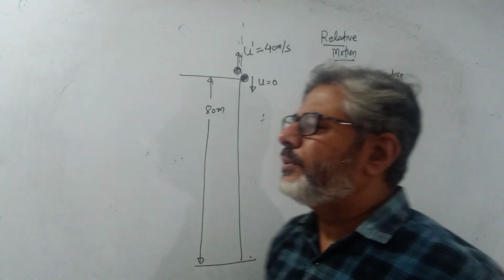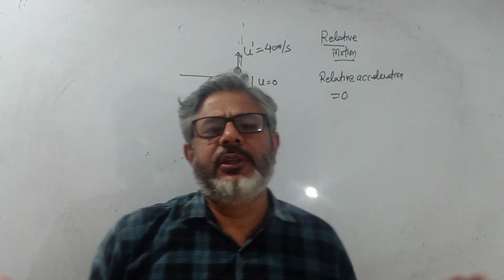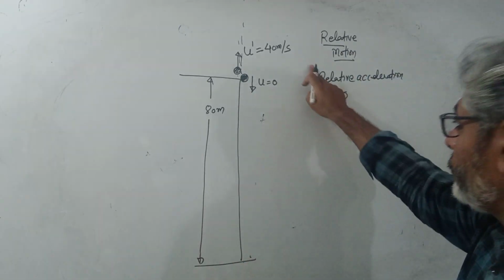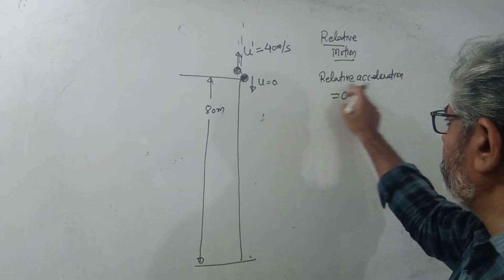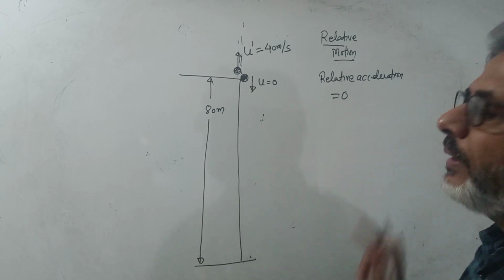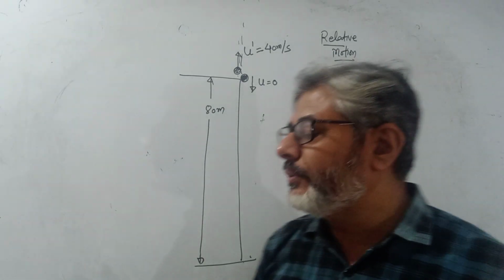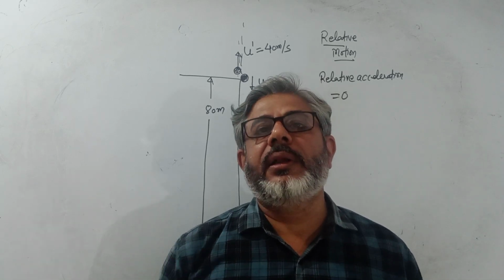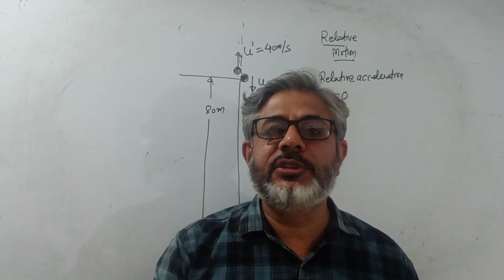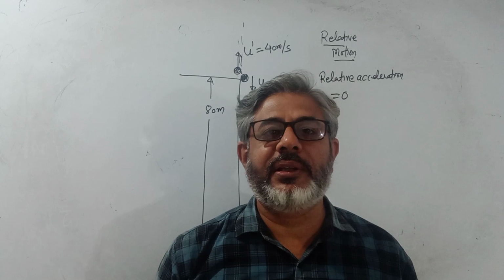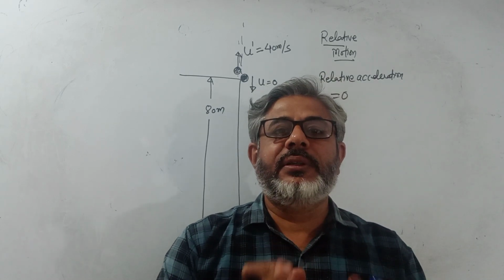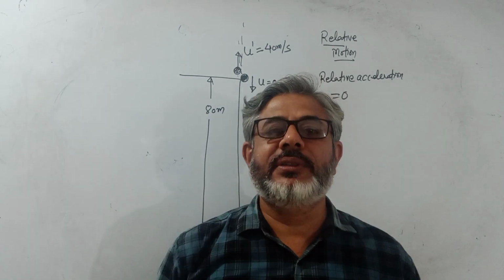So many times students think, so what is the big deal about it? If it is zero, then what? But there is actually a big deal. So you should understand the significance of this. When I say relative acceleration is zero, in the first place, why am I saying relative acceleration is zero? Because all particles falling under gravity have the same acceleration, that is g. Same acceleration. So if two objects have the same acceleration, their relative acceleration is zero.